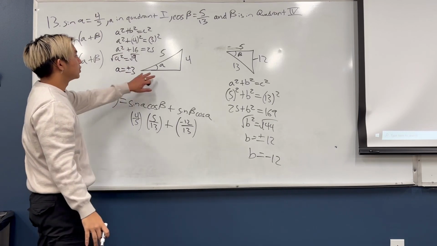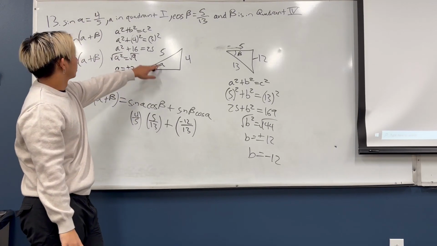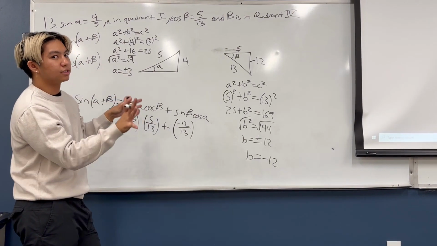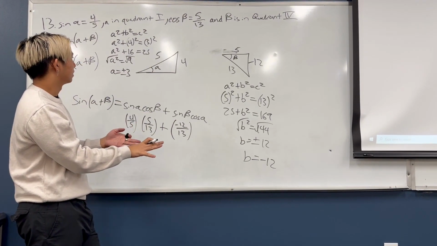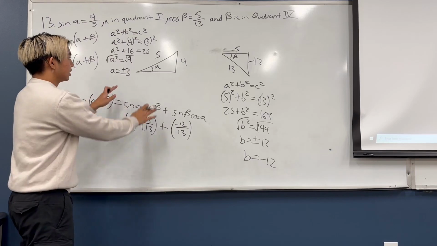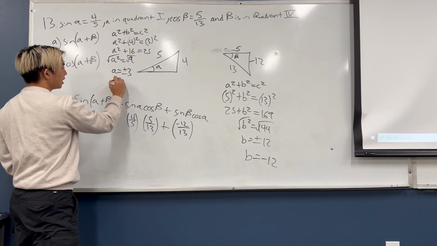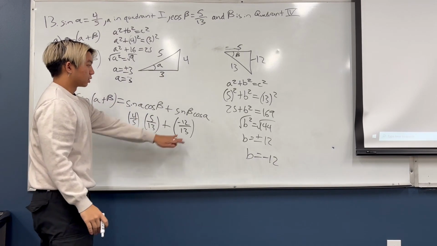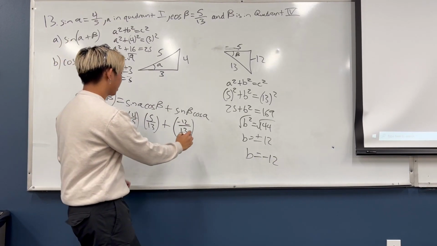Again, what quadrant is triangle alpha in? Quadrant 1, right? What do we know about quadrant 1? What's the cosine and sine here? We have positive and positive, right? So that means that this side has to be positive. So this becomes a equals 3, positive 3. So just like that, our cosine of a becomes 3 over 5.